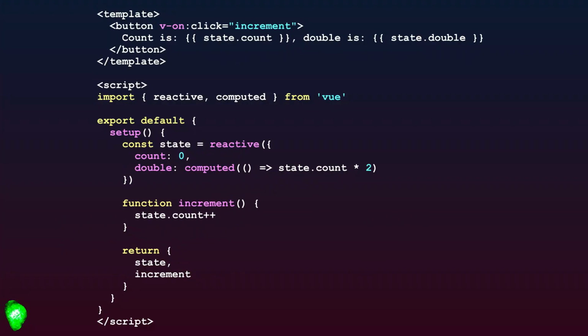This looks very similar to what we've seen before. We have a template section, a script section. It's a single file component. However, in the script section, things might look a little bit different than what I showed. In this case, we're importing reactive and computed functions from the Vue library.